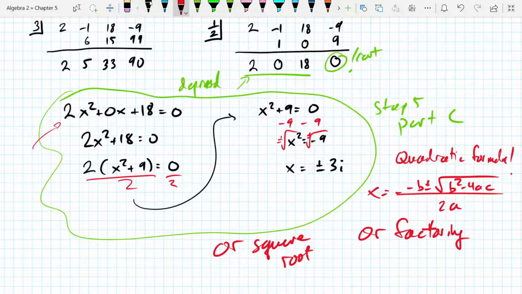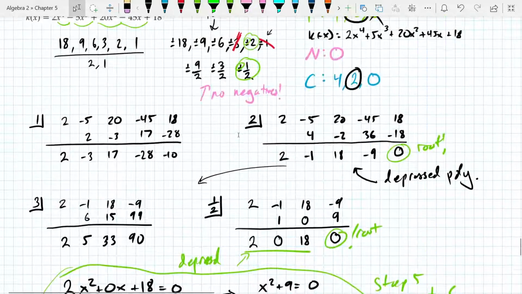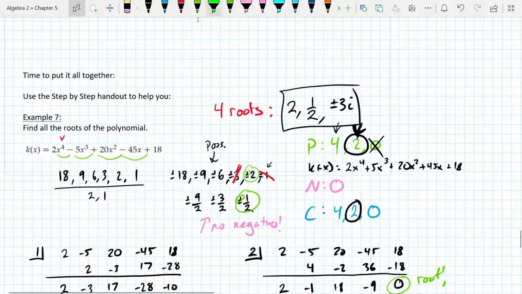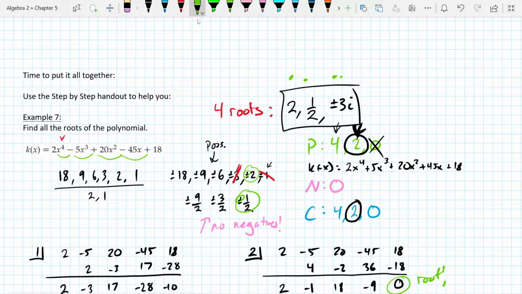Anyways, that's how you put it all together. Let's double check. We got our 4 solutions. 1, 2, 3, 4. 2 positives, 2 complex, 0 negatives. There they are. Those are the 4 numbers that make this polynomial equal to 0.